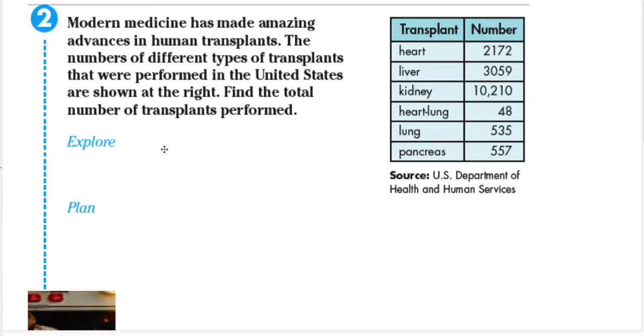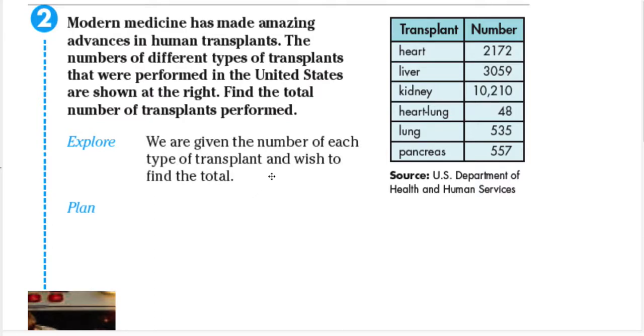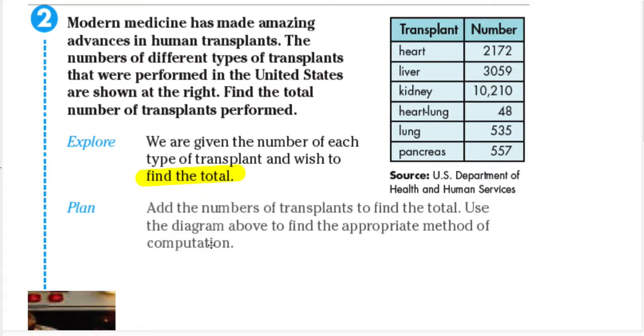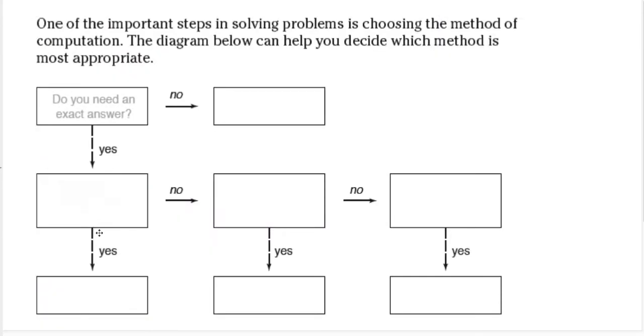Okay, let's find out how to solve this problem. We are given the number of each type of transplant and wish to find the total. And this is, again, what we want to know, or what the problem is asking for. We want to find the total. And in finding the total, we plan to add the numbers of transplants. Use the diagram above to find the appropriate method of computation. Okay, so the diagram right here is what we were looking for.